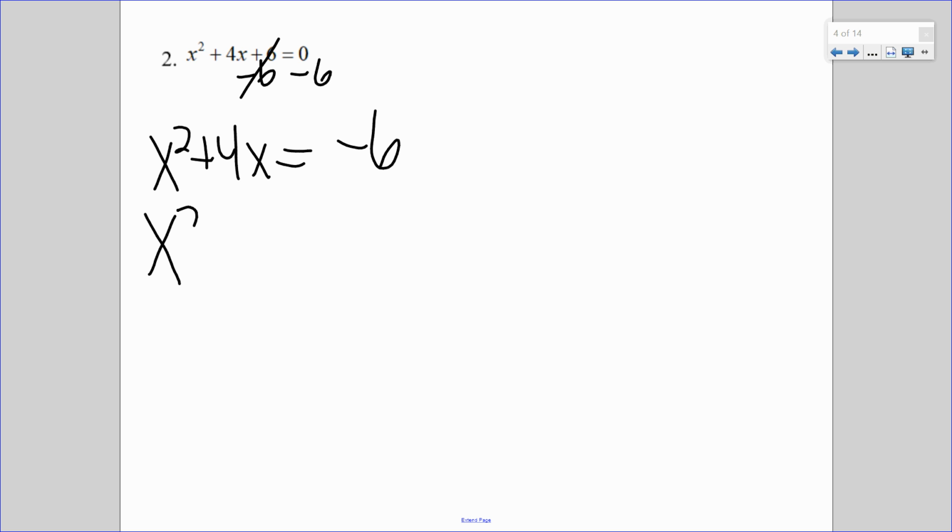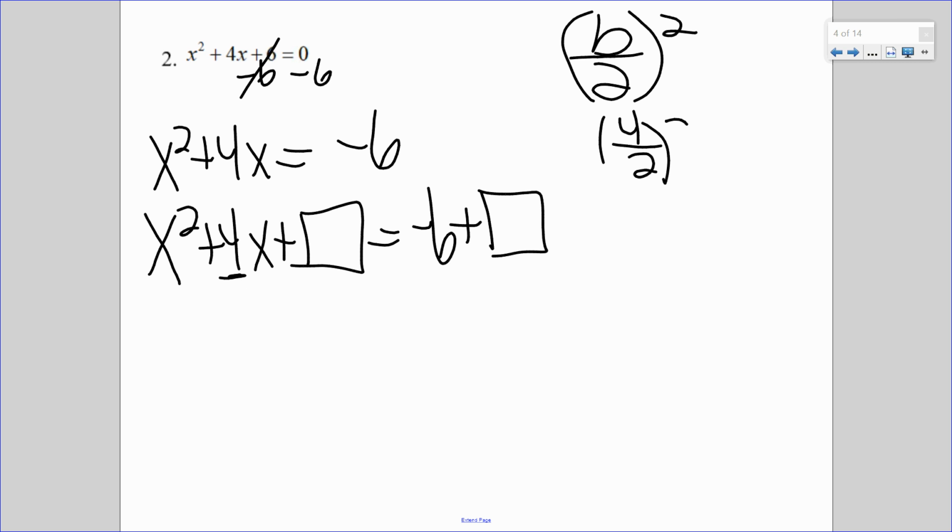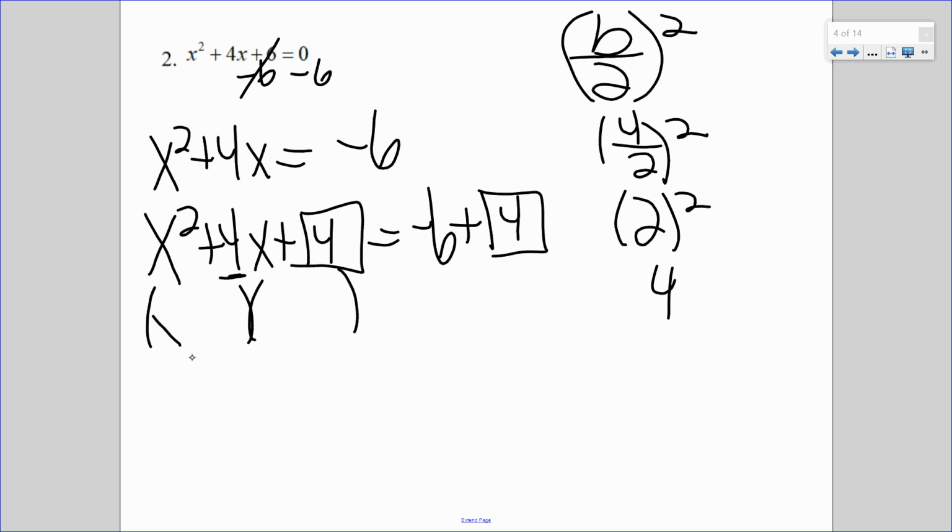Now it's time to complete the square, so I'm adding my square to both sides. To determine what goes inside my square, it's b over 2 squared. B in this example is 4, so it's 4 over 2 squared, which is 2 squared, which is 4. Next step, factor the trinomial. It's going to always be the same factor written twice, and we're taking the square root of this value.